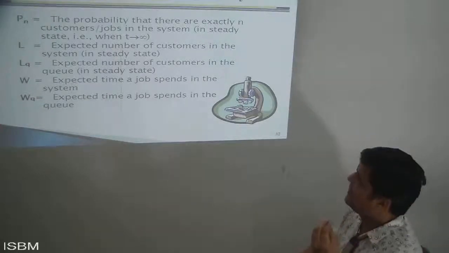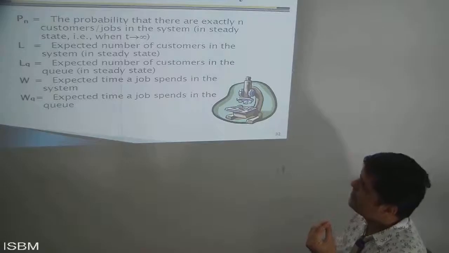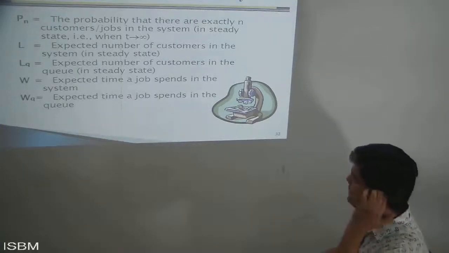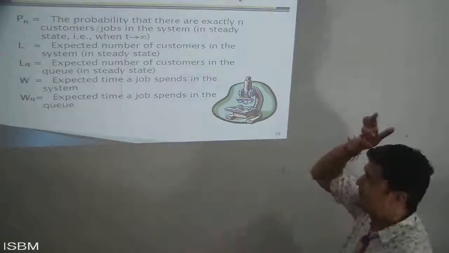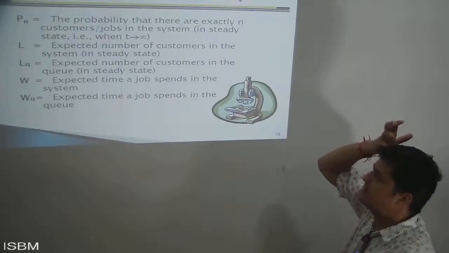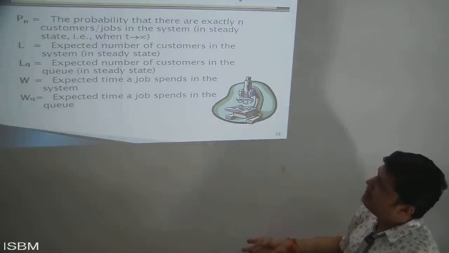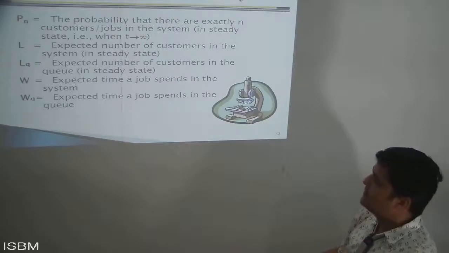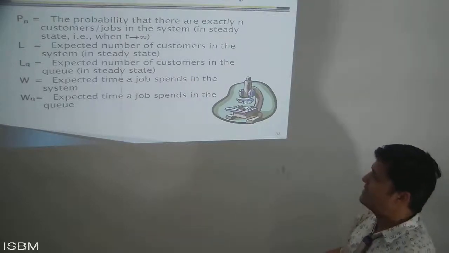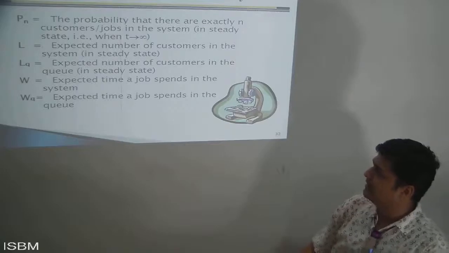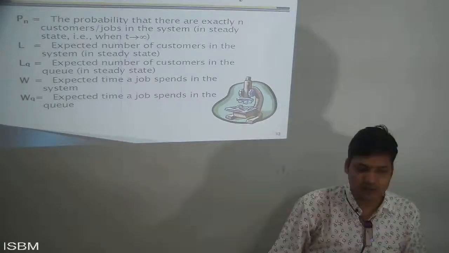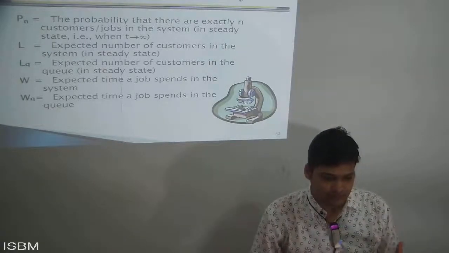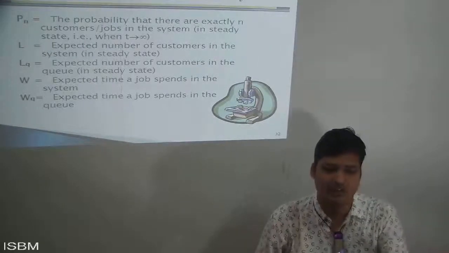The next one is the notation for steady state analysis. The probability that there are exactly n customers or jobs in the system. L is the expected number of customers in the system. LQ stands for the expected number of customers in the queue. W is the expected time a job spends in the system, and WQ is the expected time a job spends in the queue. So these are the notations for each and every value that we can check over here.